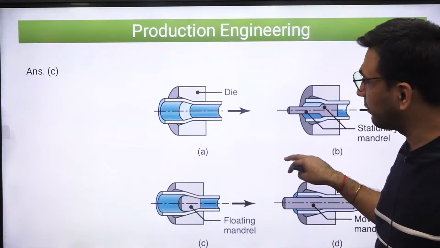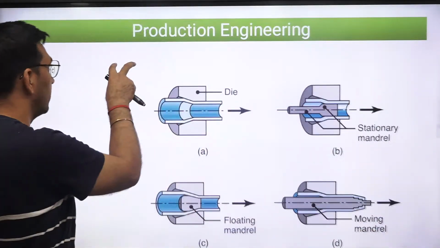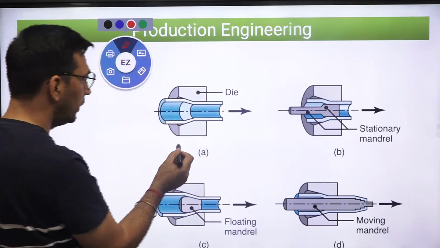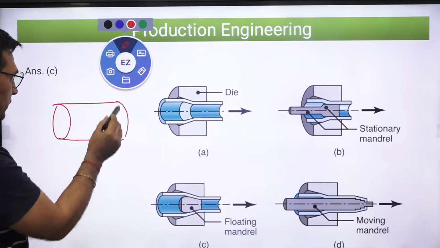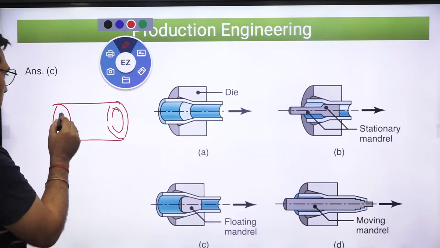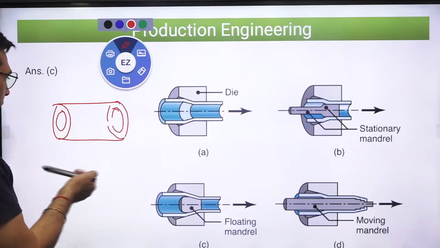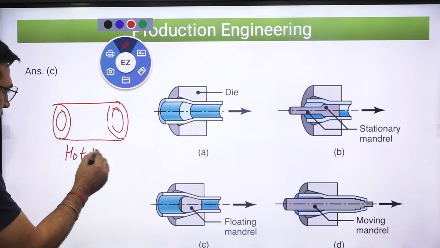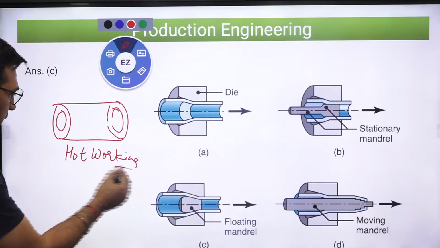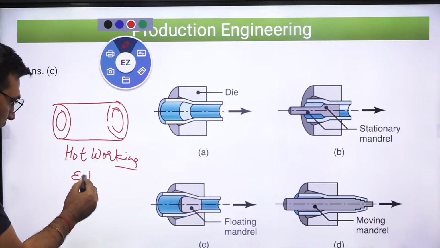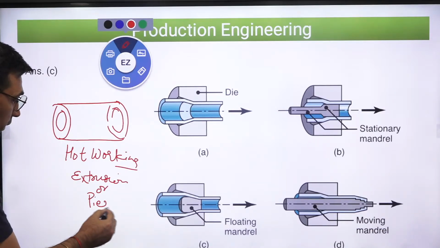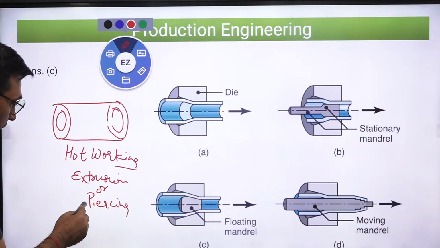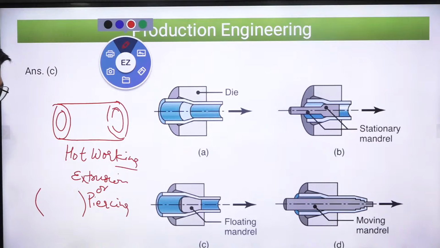Just this figure you must have already seen somewhere, maybe in different books or maybe somewhere else. What we will do, from hot working, I have produced this seamless pipe. This pipe I have produced from hot working. So hot working, that process may be what? That process may be either extrusion, or maybe you may have produced it from piercing. Not roll forming. I called it as a what? There was some name given over there.